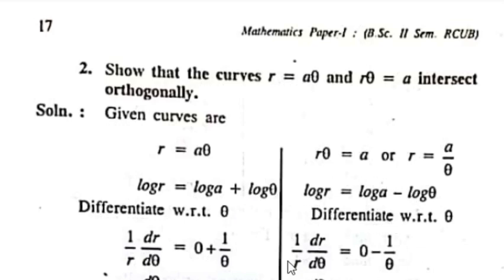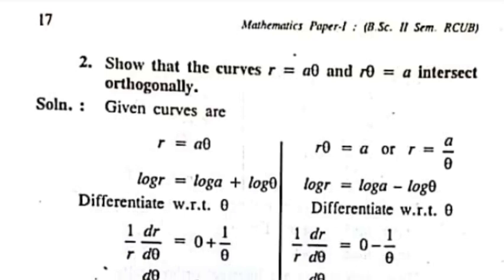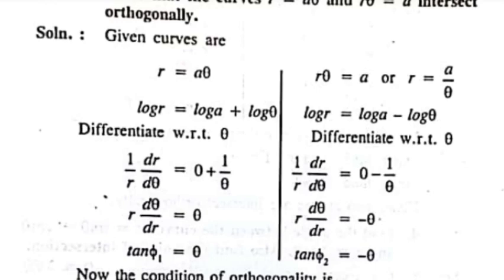In the same way, we differentiate this with respect to theta, and we will get tan phi 2 is equal to minus theta. Now as I already told, either you can show that alpha is equal to 90 degrees, or you can show that tan phi 1 into tan phi 2 is equal to minus 1. So now here tan phi 1 into tan phi 2 is equal to theta into minus theta, which is equal to minus theta square.